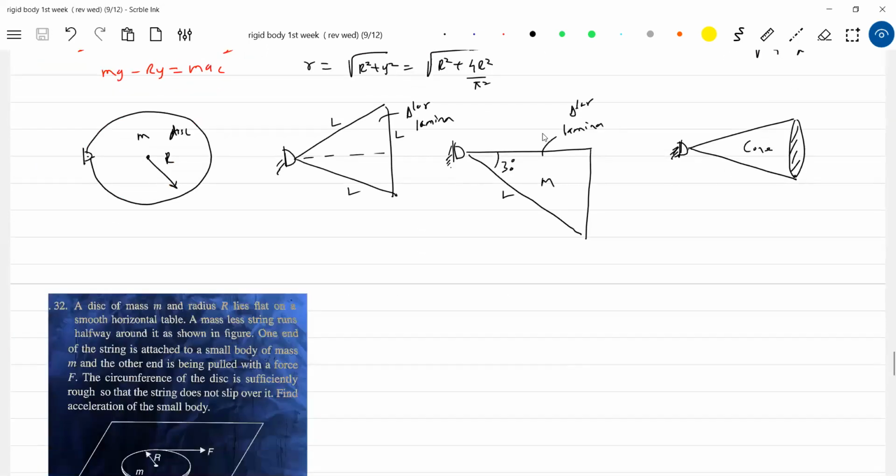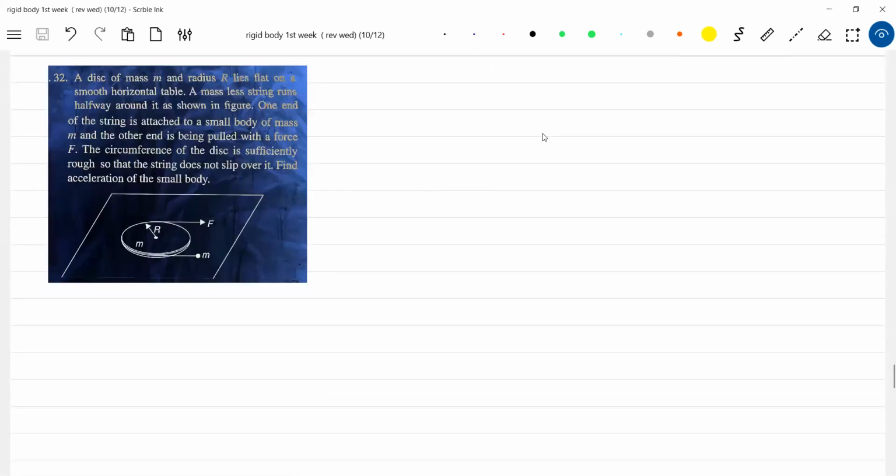Let's take this one. You can take the plane diagram.